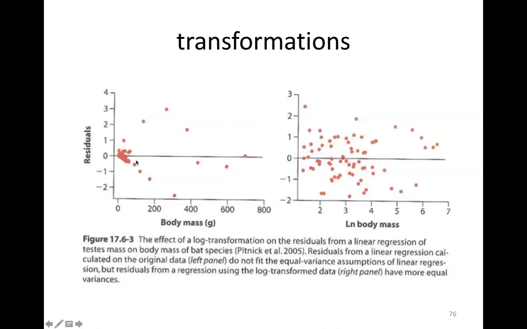But if you log transform the data, both body mass and testis mass, and then perform linear regression, the original data becomes linear. The regression line fits much nicer, and you can see that improved fit by the nice homogeneous distribution of residuals across different values of x.